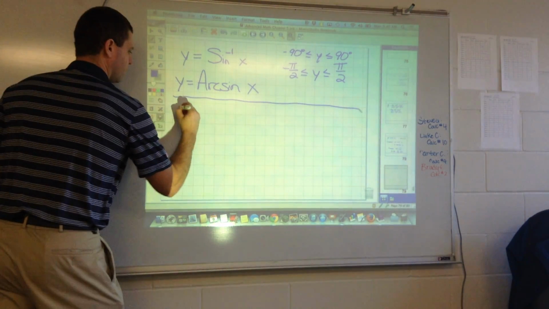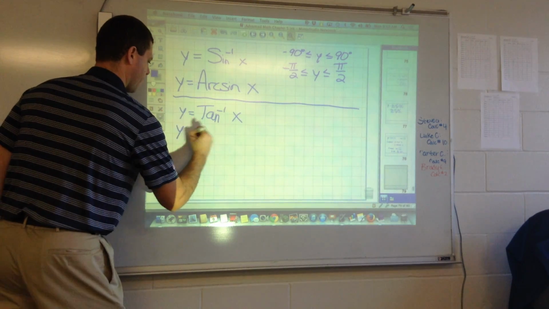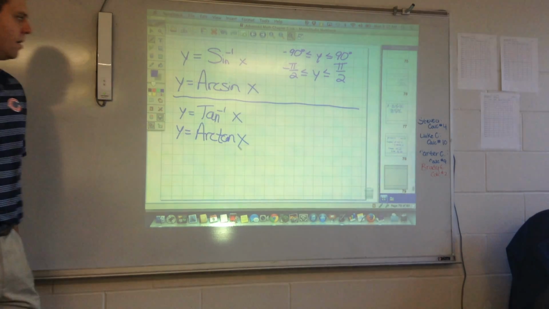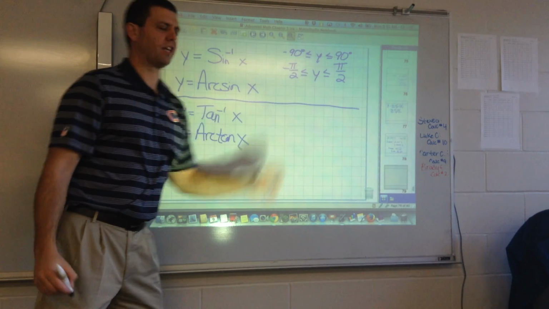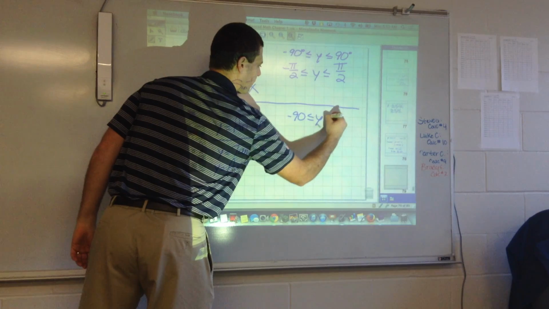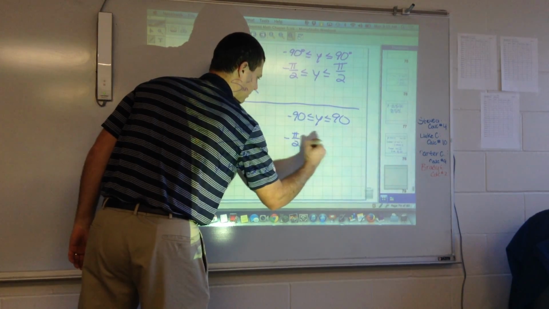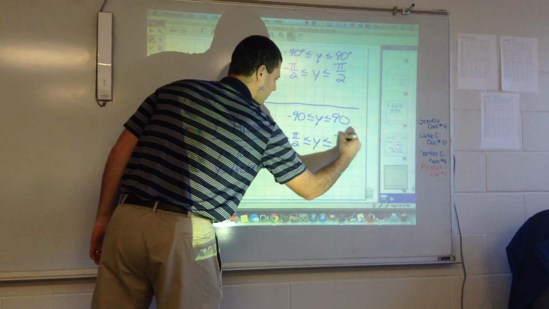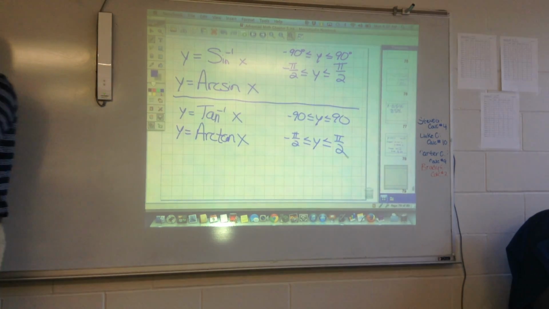Same thing for tangent. They also use that same restricted kind of domain or range there. Okay? All the answers your calculator is going to give you are between negative 90 and positive 90 if you're in degree mode, or in radian mode, between negative pi over 2 and positive pi over 2.